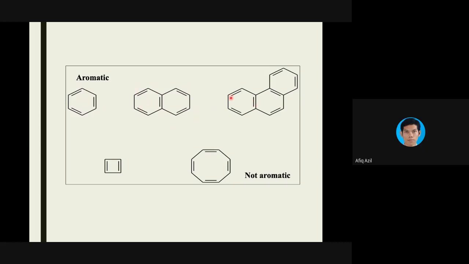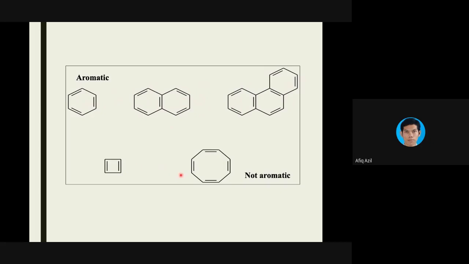And this one is naphthalene. This is anthracene. Sorry, phenanthrene. We have 2, 4, 6, 8, 10, 12, 14. So it is in the increment of 4: 6, 10, 14. If you put this into the formula 4n plus 2, you're going to get n equal to 3. So these three are aromatic.